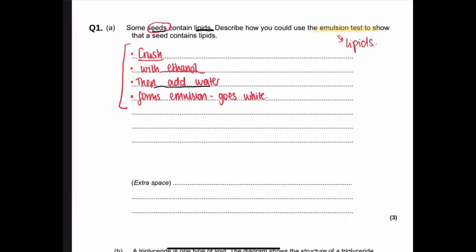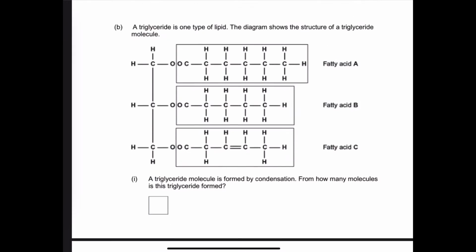Then after that, what you do is add water. This water is always added after ethanol, so you need to write it that way, where you add it after the ethanol. And if it is a positive test, it will form an emulsion, which basically means it will go white. And if that happens, there is lipid present.